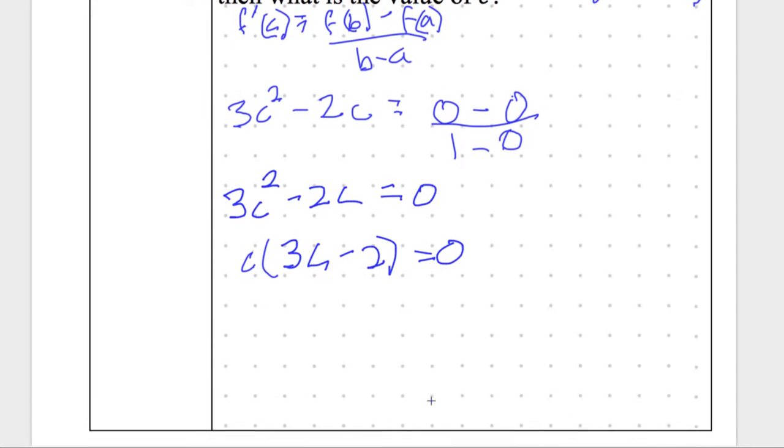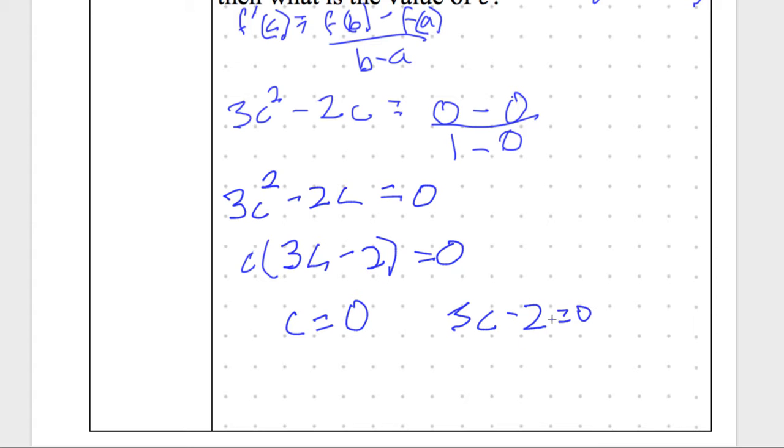Alright, there are two answers that you're going to get. c is equal to 0, because this c is set equal to 0, and the zero product property says this 3c minus 2 is equal to 0. When I solve for this, I get c is equal to positive 2/3.